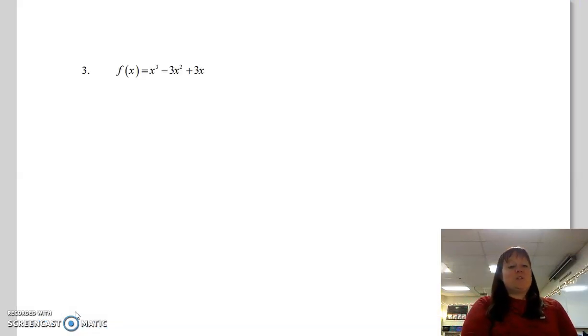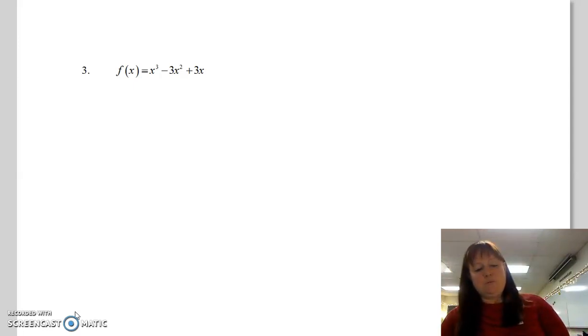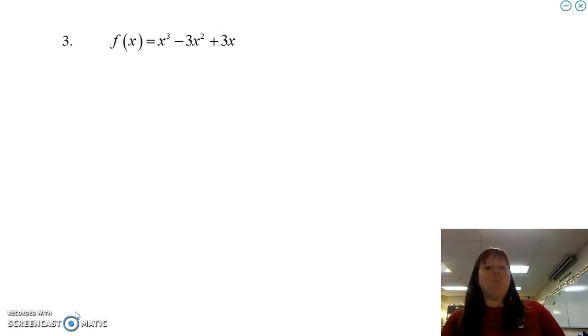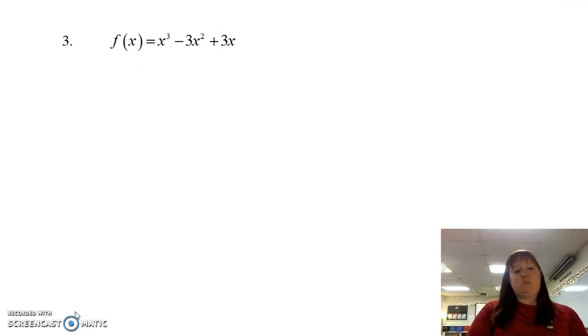Okay, so here's our last one. So let's figure out relative extrema on this one as well. Okay, so the first thing we do is we figure out any domain restrictions that it has, because those are going to be numbers that we want to look at.